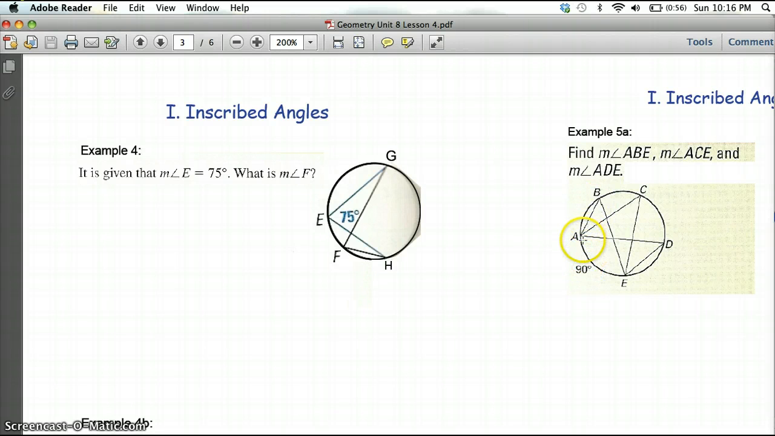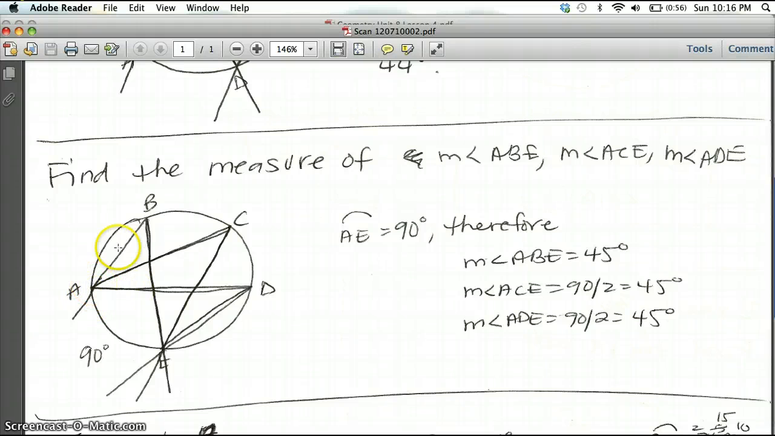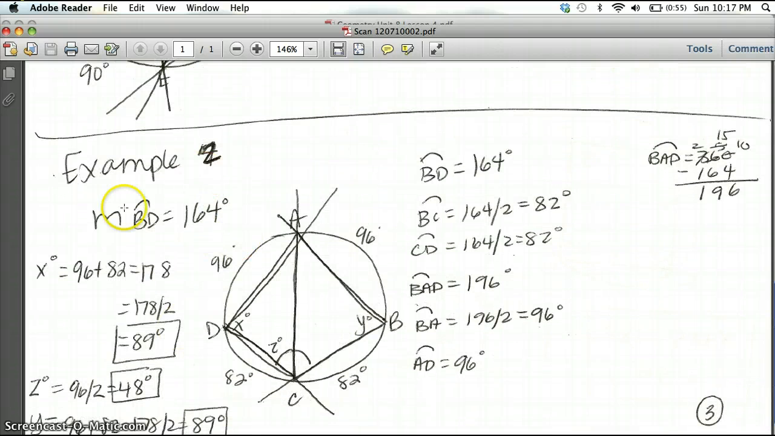Now, if you notice, angle ABE, angle ACE, and angle ADE all share the same arc, which is 90 degrees. So they all share the same arc. Therefore, all three have to be congruent. And if their arc is 90 degrees, then their angles are half. So angle ABE, angle ACE, and angle ADE are all going to be 45 degrees, because 90 divided by 2 is 45 degrees.